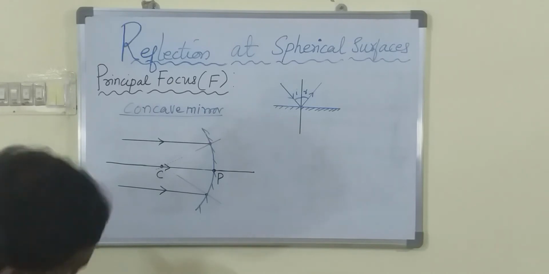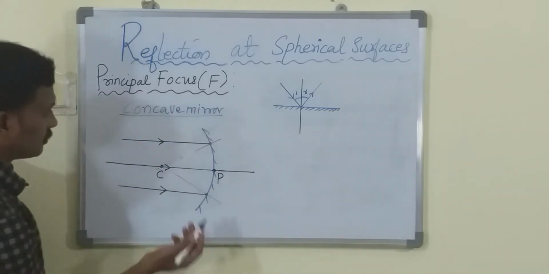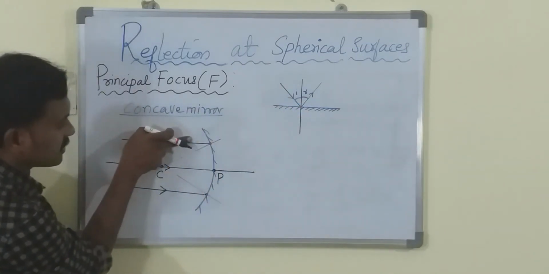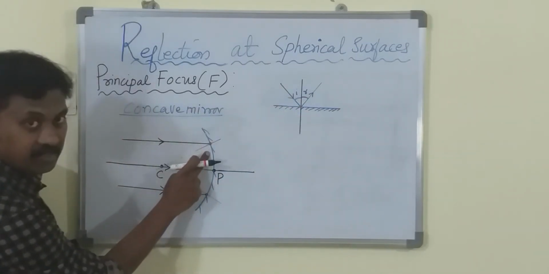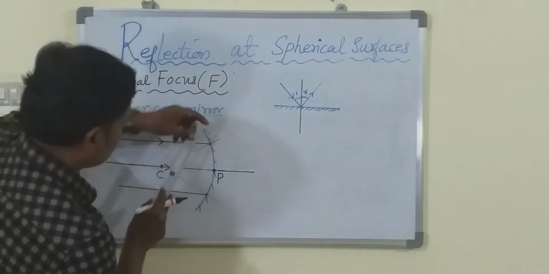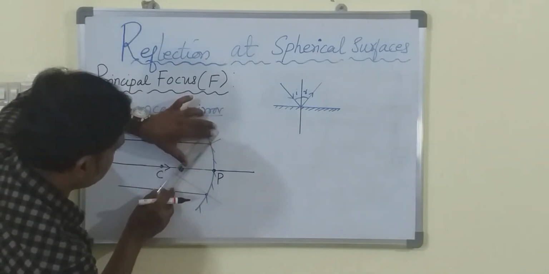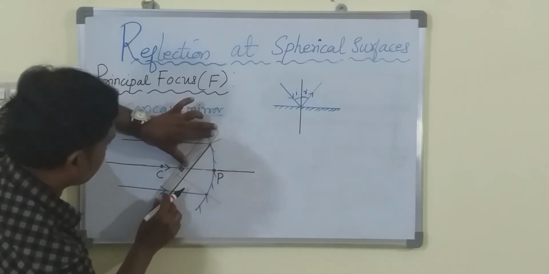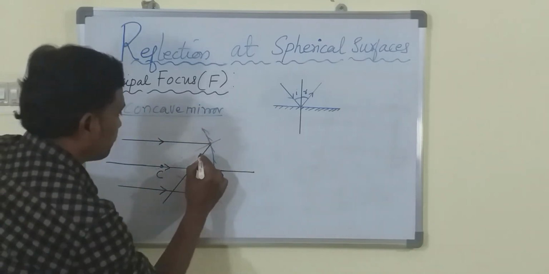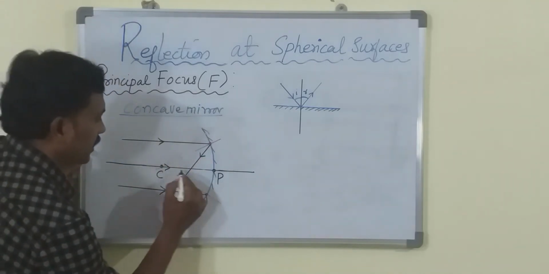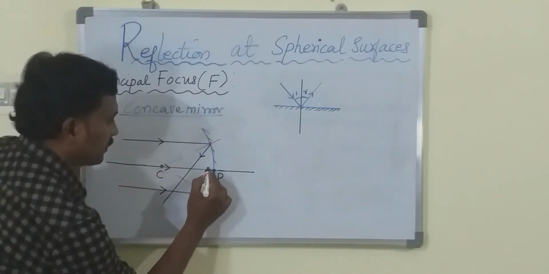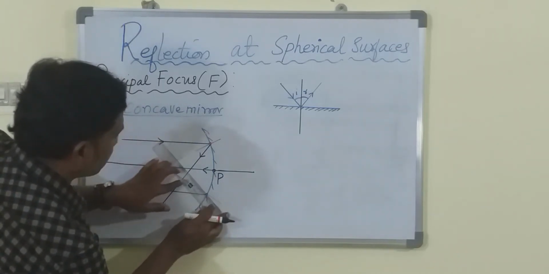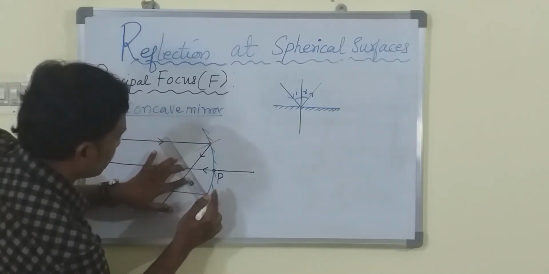Now as the reflected ray is on the other side of the normal, here is the incident ray, so the reflected ray will be this side, not upwards. So following the laws of reflection, we get the reflected ray like this. This is the first reflected light ray, and the second incident ray will be reflected, it will just retrace its path, and the third reflected light ray will pass like this following the laws of reflection.